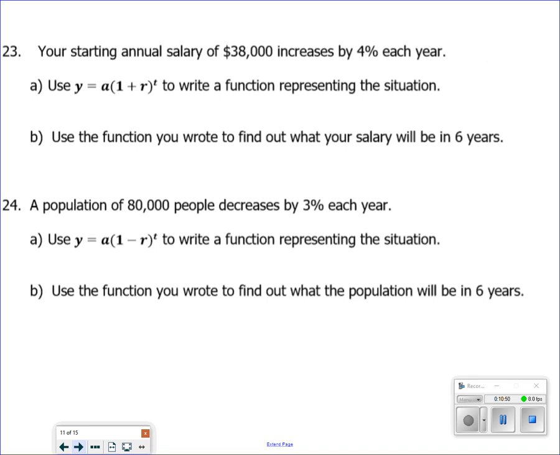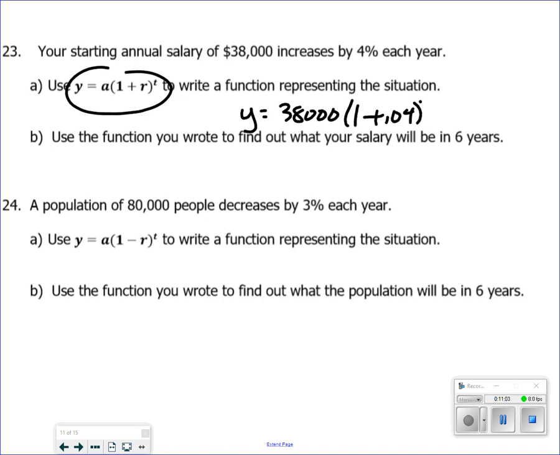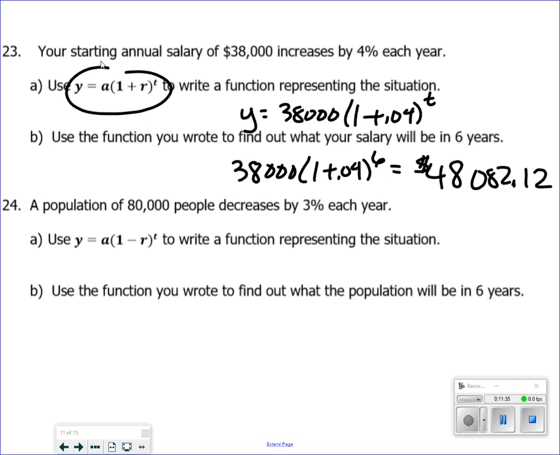They're going to give you a formula. They want you to write a function. A is the initial amount, R is the rate. So you're starting with an annual salary of $38,000, and you have a rate of 4%. Now, that 4, written as a decimal, is 0.04. Use the function you wrote to find at 6 years. So now, calculator, 1 plus 0.04 raised to the 6. So I'm going to type that in my calculator, 38,000 parentheses 1 plus 0.04 raised to the 6th power, I'm going to get $48,082.12 since we're dealing with money.